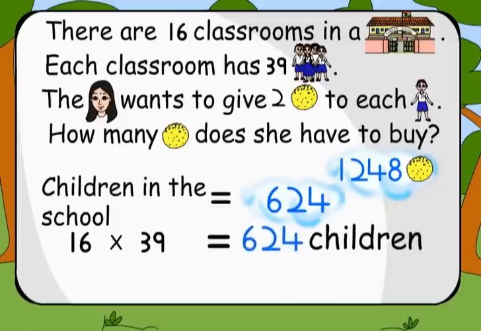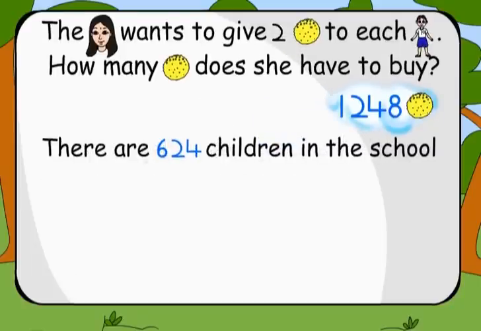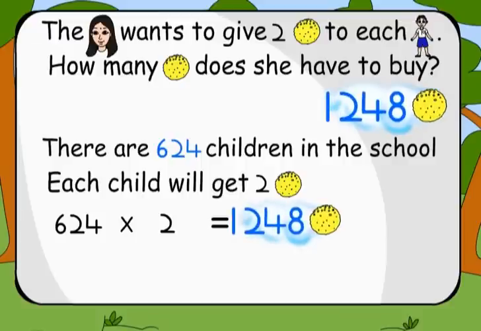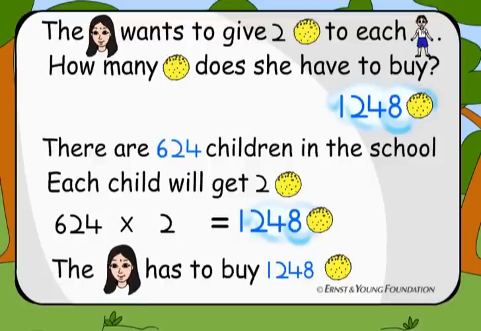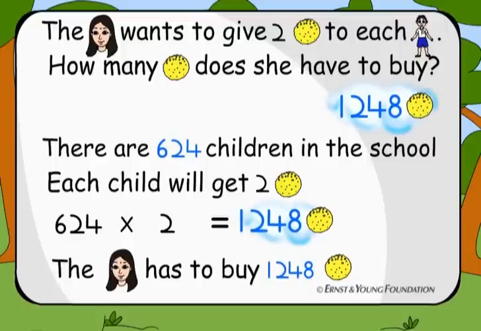There are 624 children in the school. Each child will get 2 laddus. 624 into 2 is equal to 1248 laddus. The teacher has to buy 1248 laddus.